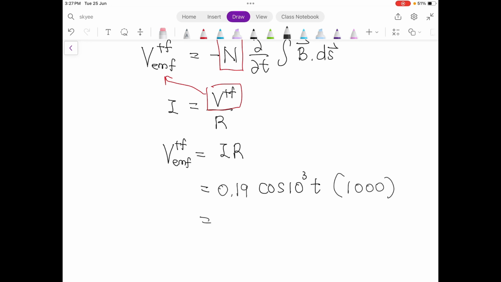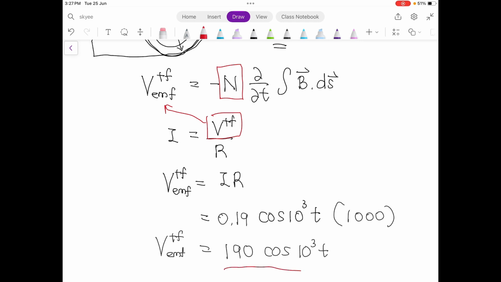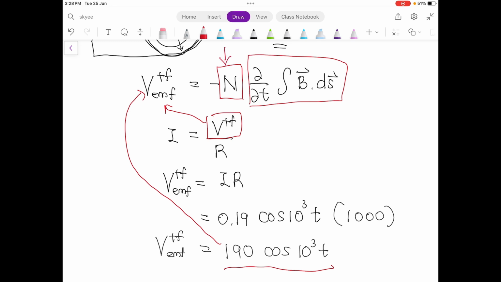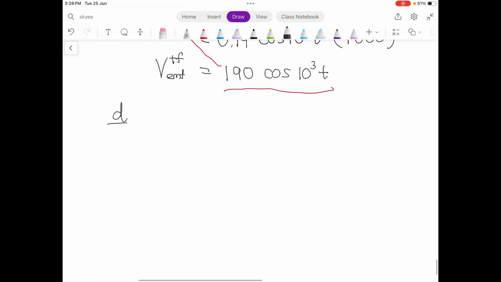Okay, so it is equal to 190 cos 10^3 t. So this is the EMF. We are going to replace it over here and try to calculate this thing, so you can get the value of N. For this one, integrate B dot dS, let's try to find out.